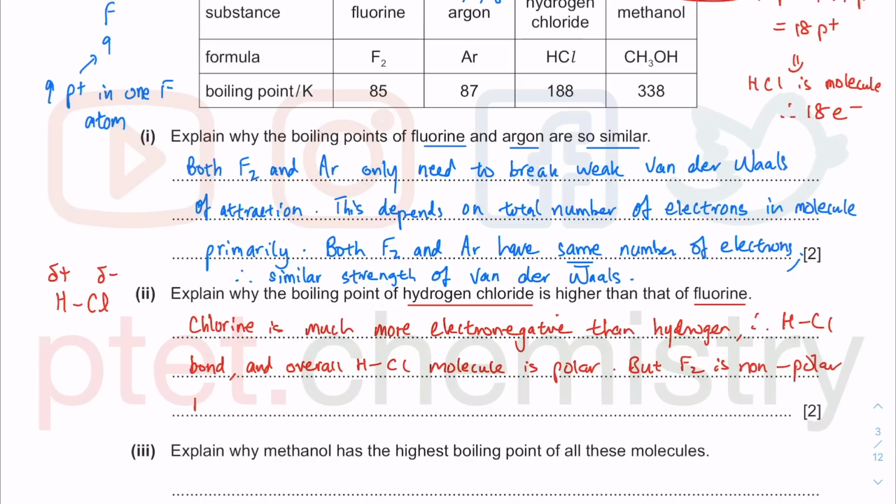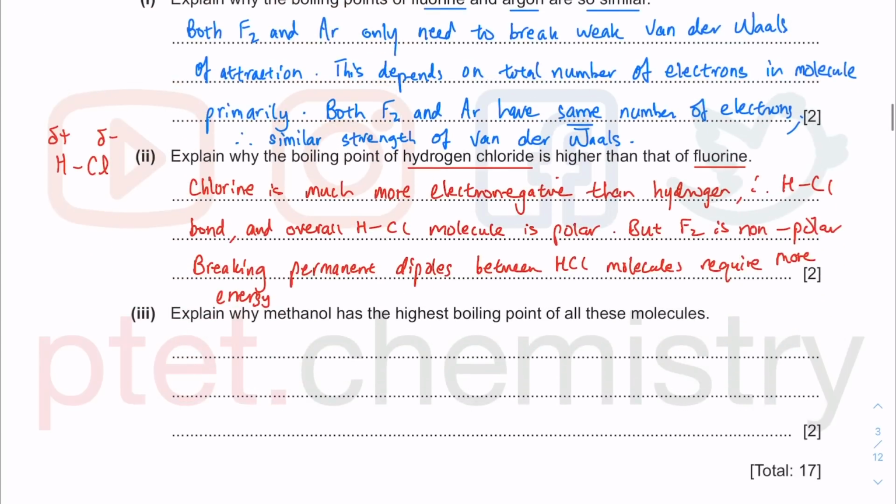So what happens is we need to break permanent dipoles, and this is between the polar molecules. So between HCl molecules requires more energy, and that is why you have a higher boiling point, because you require more energy to break the stronger permanent dipole than breaking the weaker van der Waals forces or the weaker London dispersion forces. Something about comparisons of the energy required, energy expenditure, that should be alright.